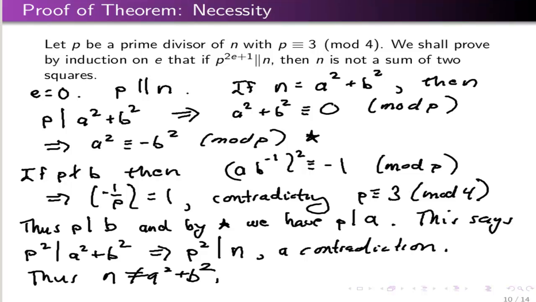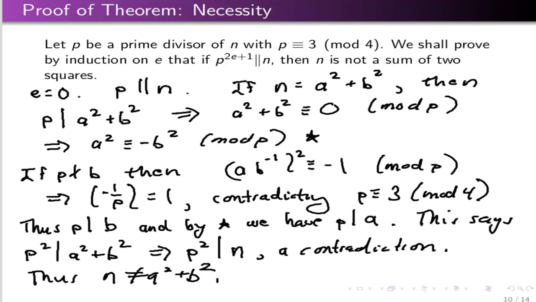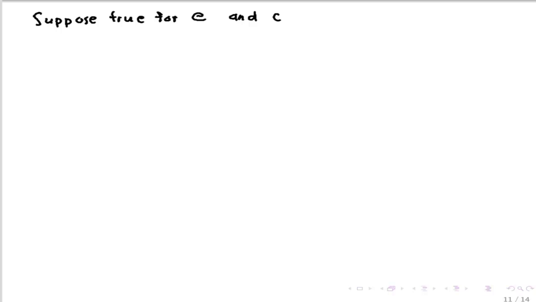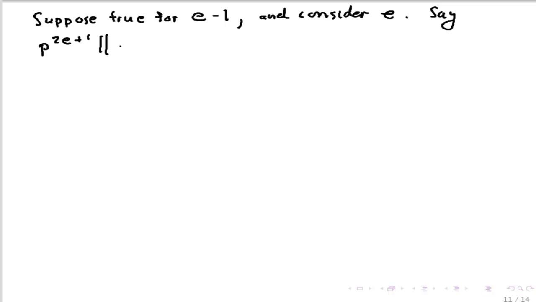Okay, now we do the inductive step. So suppose the statement is true for a given e, and consider the next value. Well, let's suppose it's true for e minus 1. So let's say p to the 2e plus 1 exactly divides n, and that n is a sum of two squares.